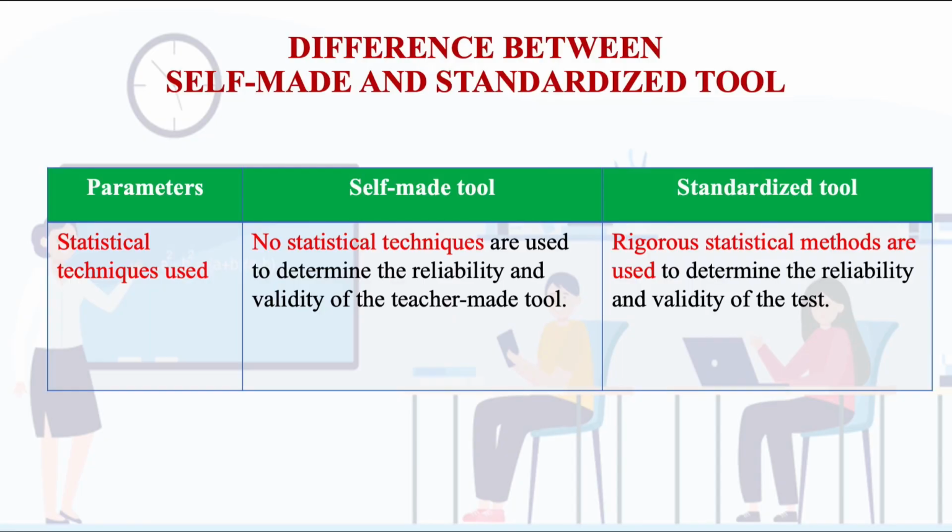And further, so far as statistical techniques are concerned, in a self-made tool no statistical techniques are used to determine the reliability and validity of the self-made or teacher-made tool, because here there is no need of establishing reliability or validity. But so far as a standardized tool is concerned, rigorous statistical methods are used to determine the reliability and validity of the test. So here statistical methods are used to know the reliability and to know the validity of the test. In our next session, we will discuss the concept of reliability. In this module, reliability and validity come under the criteria of a good tool.